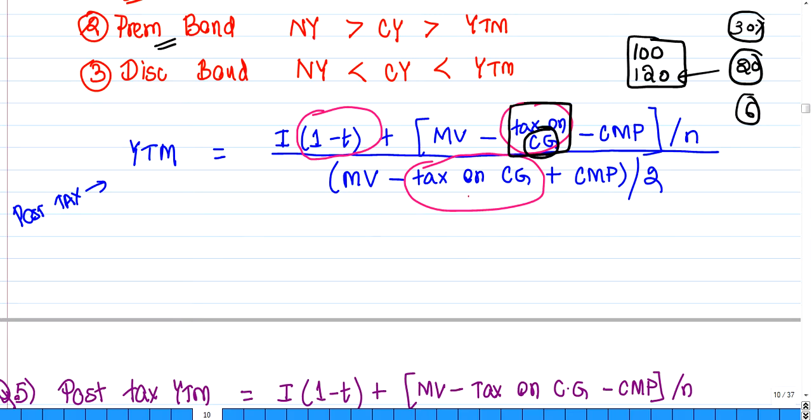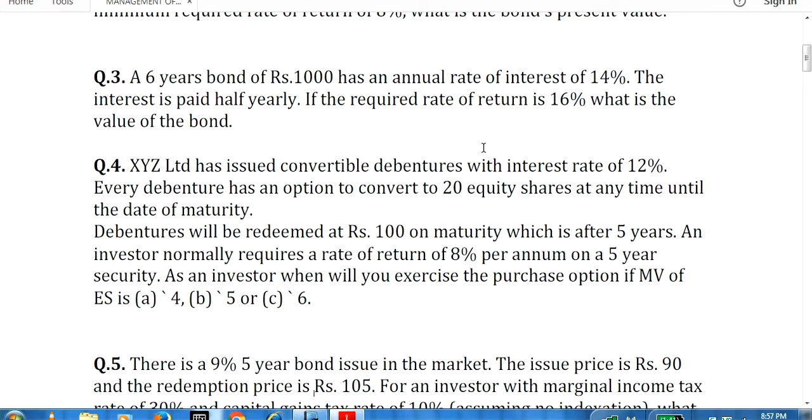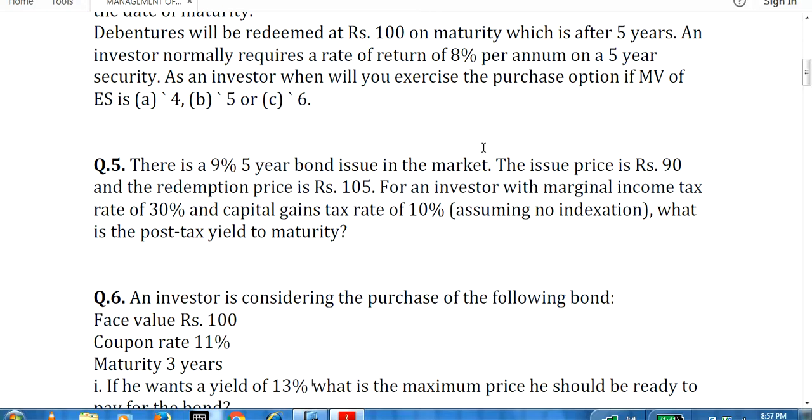Let's move on to, again here also it will come, tax on capital gain, very important, divided by 2. Let's move on to one question for better understanding. There is a 9% interest rate, 5-year bond issued in the market. The issue price is 90 rupees and the redemption price is 105. For an investor with a marginal income tax rate of 30% and a capital gain tax rate of 10%, assuming no indexation, what is the post-tax yield to maturity?